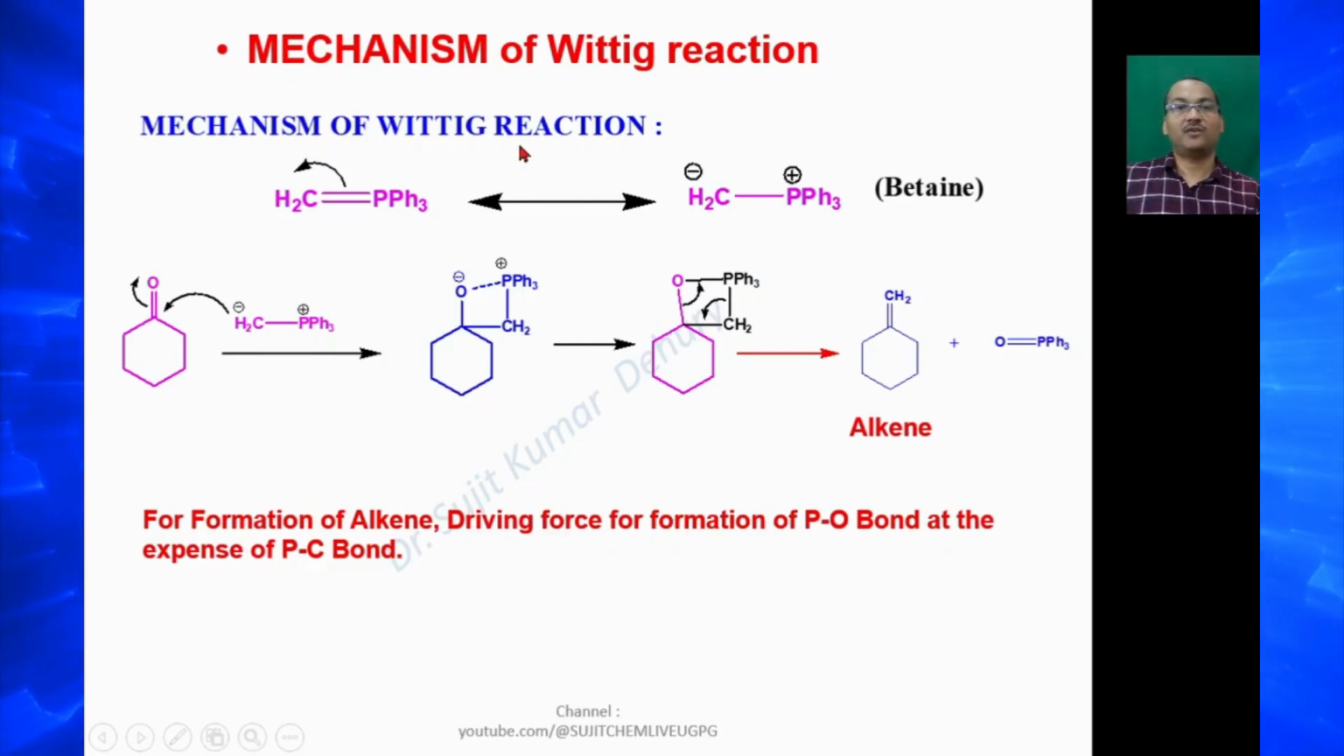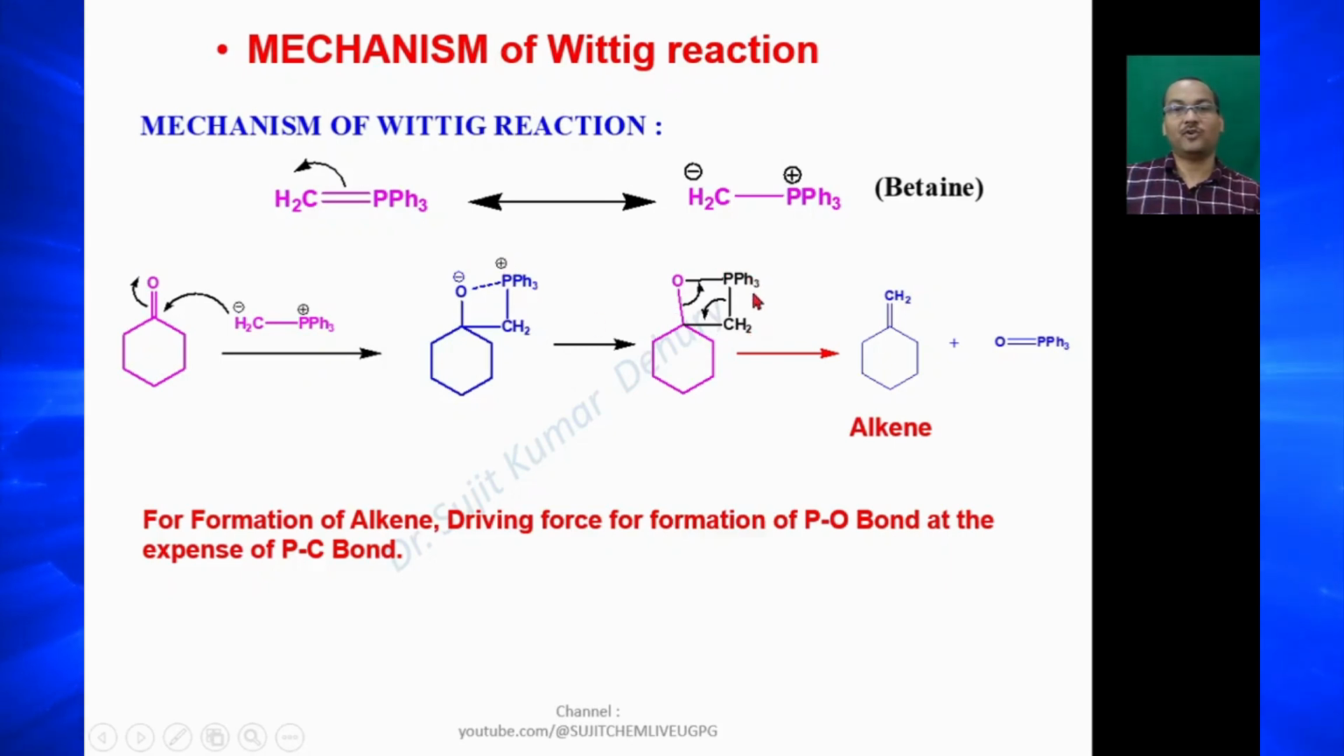Let's talk about how the reactant is converted to the product. This Ph3P double bond CH2 can have a resonance structure: CH2 minus, PPh3 plus. This is the ylide. This CH2 minus will act as a nucleophile. It will attack the carbonyl carbon, and the C double bond O will break on oxygen. As a result, you end up with O minus and PPh3 plus.